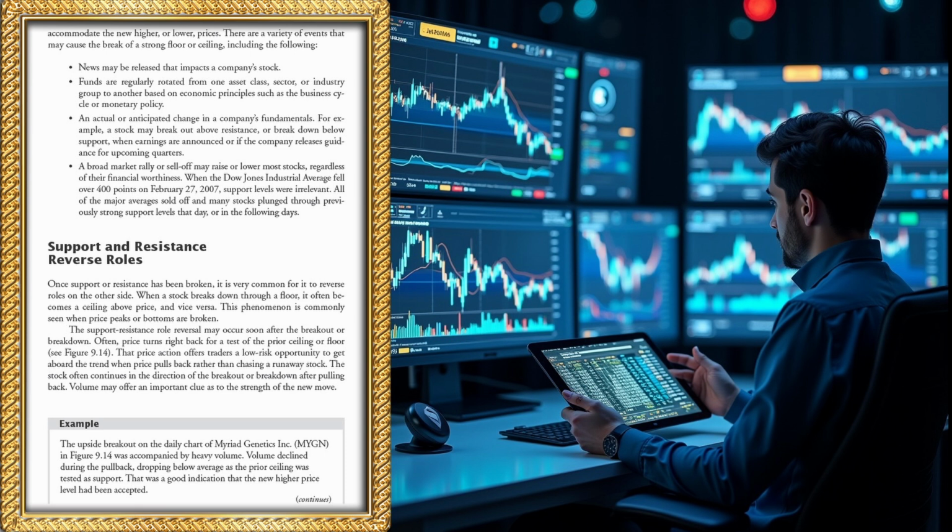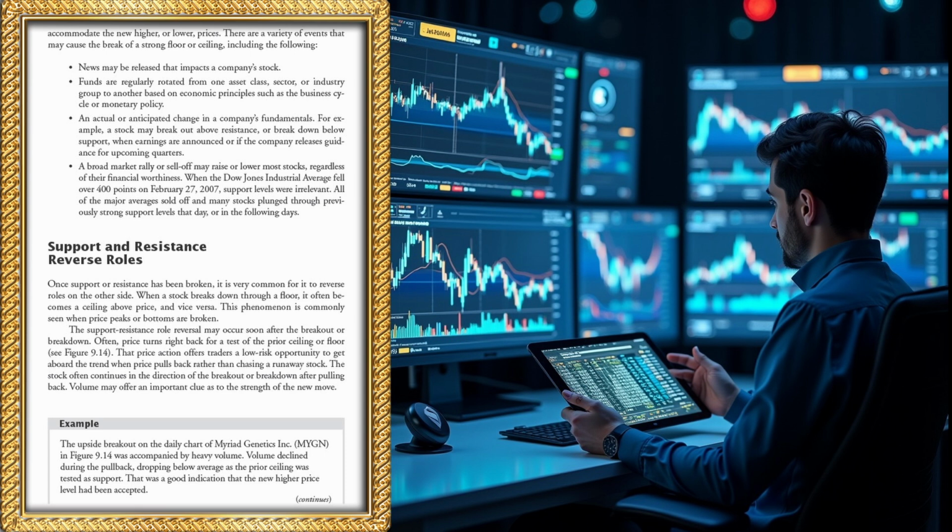Funds are regularly rotated from one asset class, sector, or industry group to another based on economic principles such as the business cycle or monetary policy, an actual or anticipated change in a company's fundamentals. For example, a stock may break out above resistance or break down below support when earnings are announced or if the company releases guidance for upcoming quarters. A broad market rally or sell-off may raise or lower most stocks, regardless of their financial worthiness. When the Dow Jones Industrial Average fell over 400 points on February 27, 2007, support levels were irrelevant. All of the major averages sold off, and many stocks plunged through previously strong support levels that day or in the following days.